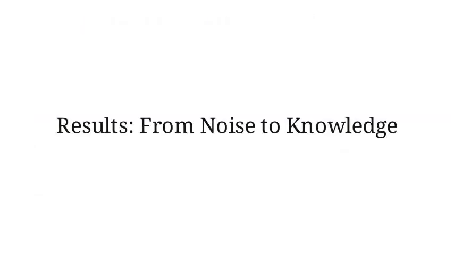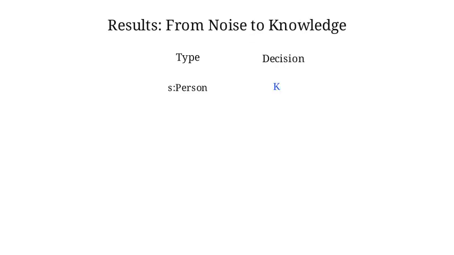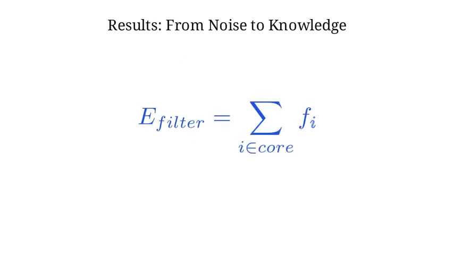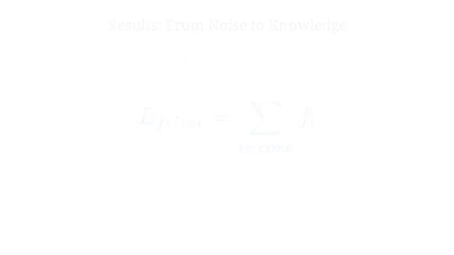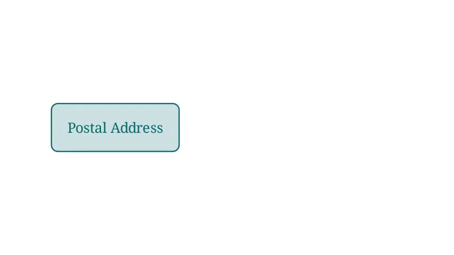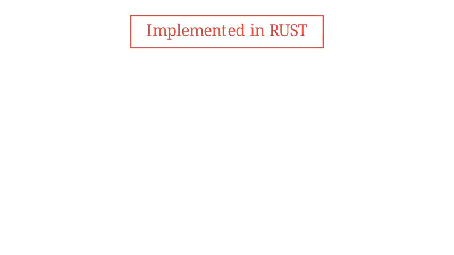The results of this pipeline are striking. In type pruning, the system successfully identifies core structural types like book, person, and product, while discarding low interaction tails like payment method or article. For specific types, the predicate filtering is equally effective. For a postal address, it keeps essential fields like street address and postal code while dropping rarely used ones like telephone or email in that context. For product entities, it correctly identifies name, SKU, and brand as core attributes.